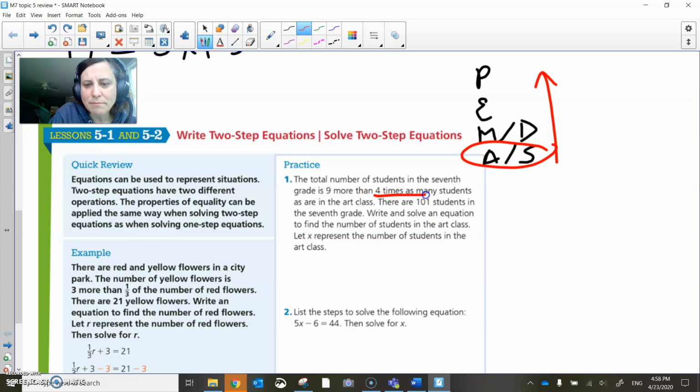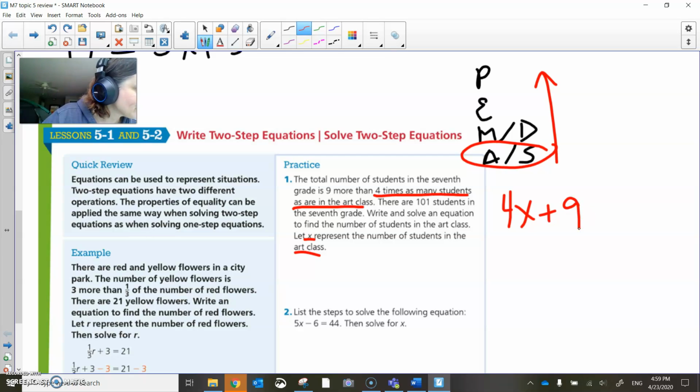4 times as many students as are in the art class is 4x. So if x is the number of students in the art class, 4 times x would be 4 times as many as students in the art class. And then it's going to be 9 more than that. So whatever 4 times as many as in the art class is, and then 9 more, is going to be, we know that there are 101 students in the 7th grade class.